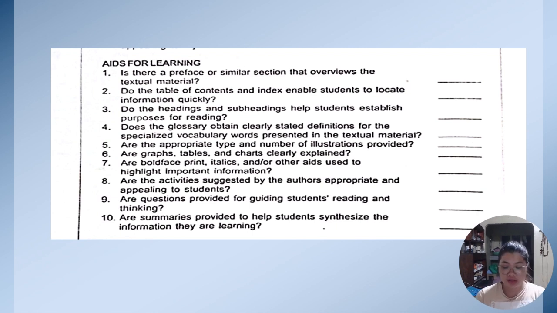So even the activities that are put in the textbook should be checked, because if the students find it boring or don't understand it clearly, they won't really settle for that reference. They will look for another reference that will be a big help for them. Are summaries provided to help students synthesize the information they are learning? So these are the checklist items under the aids for learning.